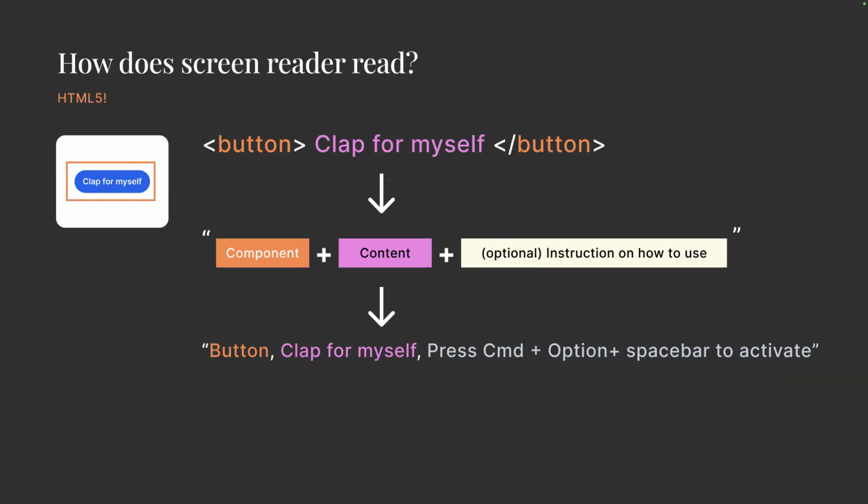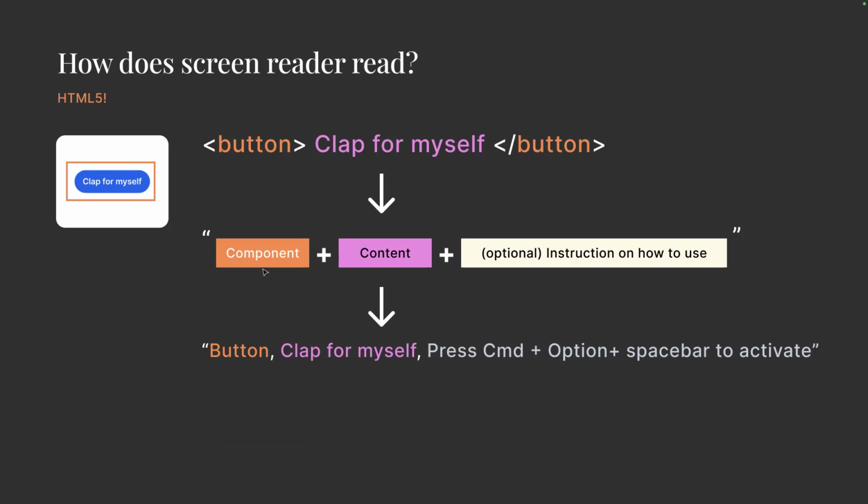So how does a screen reader actually read the content on a website? It all comes down to HTML5 structure. For example, consider a single button element, just like this one, "clap for myself." In HTML, this is the code: button, then content, then button again. When the screen reader encounters this, it reads out the combination of the component type, the content, and optionally the instruction on how to interact with it.